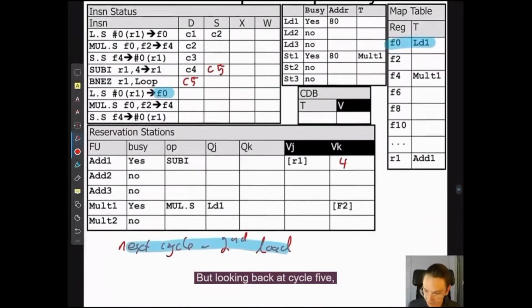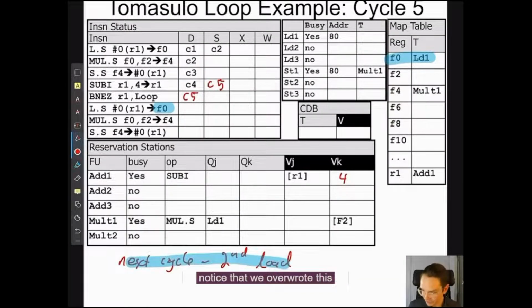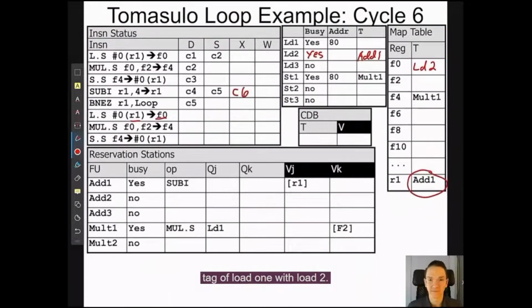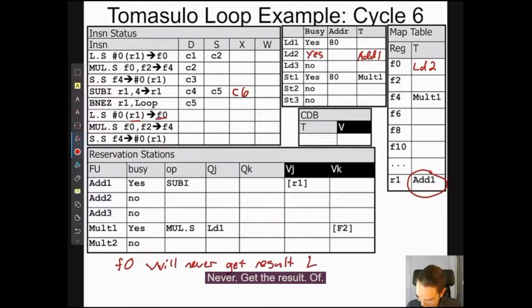But looking back at cycle 5, notice that we overwrote this tag of load 1 with load 2. So we just overwrote the tag of L1, meaning that F0 in the register file will never get the result of the instruction in the load 1 reservation station entry. The value of that first load will never make it to the register file. Now, is this concerning? Well, actually, no, it's okay.